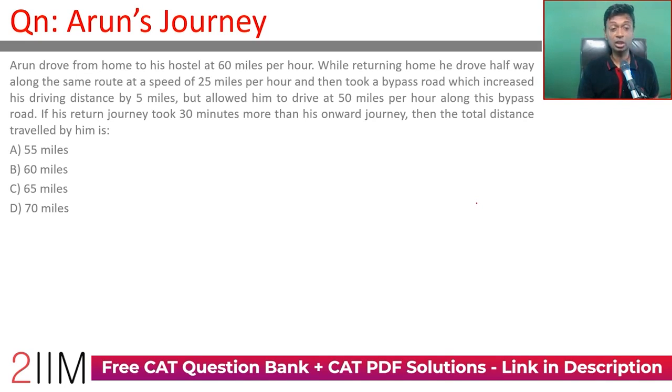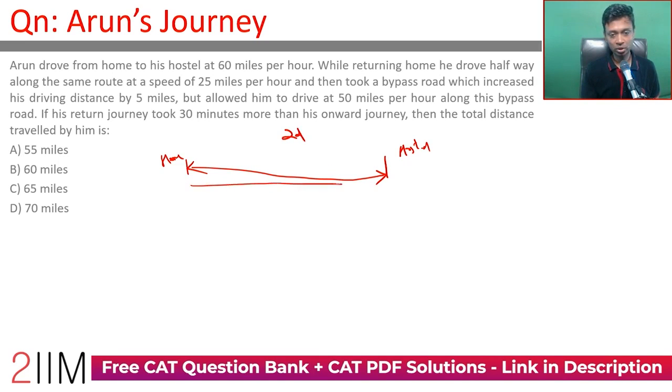If his return journey took 60 minutes more than his onward journey, then the total distance traveled by him is. So let's say he goes from home to hostel. Let's say this is a distance of 2D. Why 2D? Because there's some number which says half the distance. And so he takes this route at 2D, he travels one way.